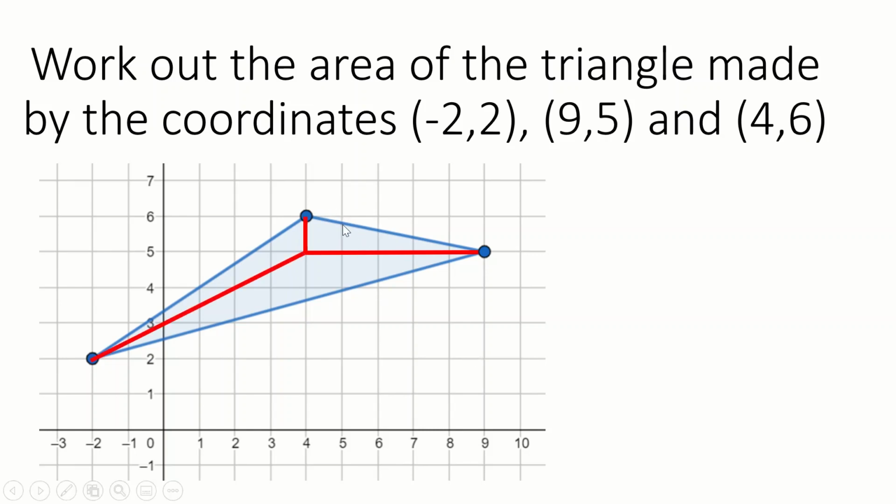Now if we start with this triangle here, what I'm going to aim to do is add together this triangle, and this triangle. So this triangle is obviously a half times 1 times 5. So that's going to be 2.5.